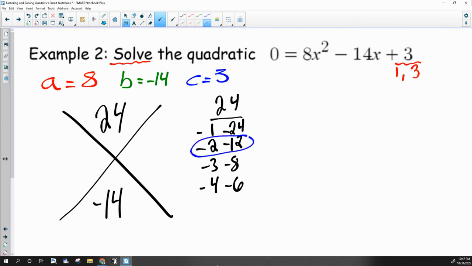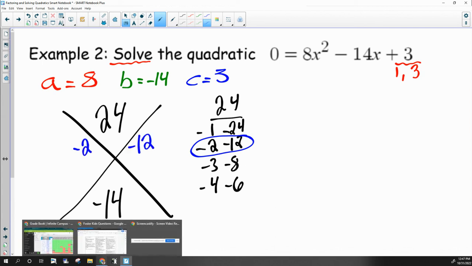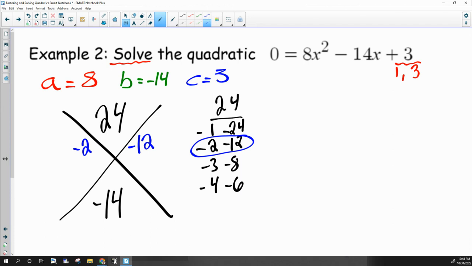-2 and -12. That adds up to -14. That's the only winner chicken dinner I can have. The others do not work. You can check them, I promise. They do not work. -2, -12. Does it matter if I flip the sides, do -12 and -2? Doesn't matter. The side doesn't matter. Just put one on the left, one on the right.